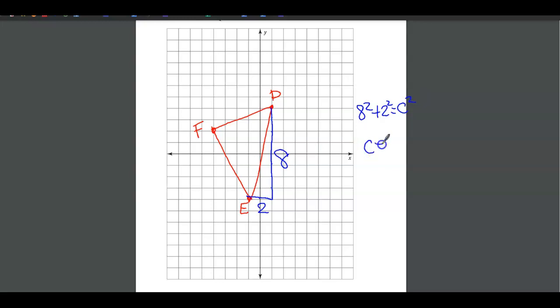You should get C equals 8.2 for line segment DE. To solve the distance of EF, I could draw a right triangle right there. This side length would be 3, and this would be 6. Therefore, it would be 6 squared plus 3 squared equals C squared. Again, solve and then push play when you're ready.